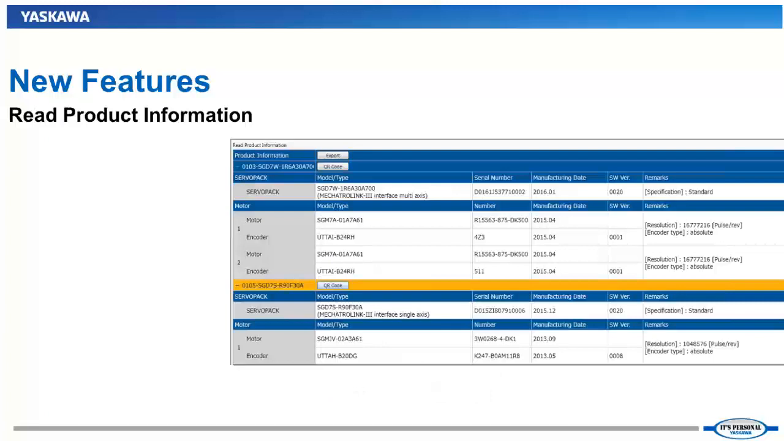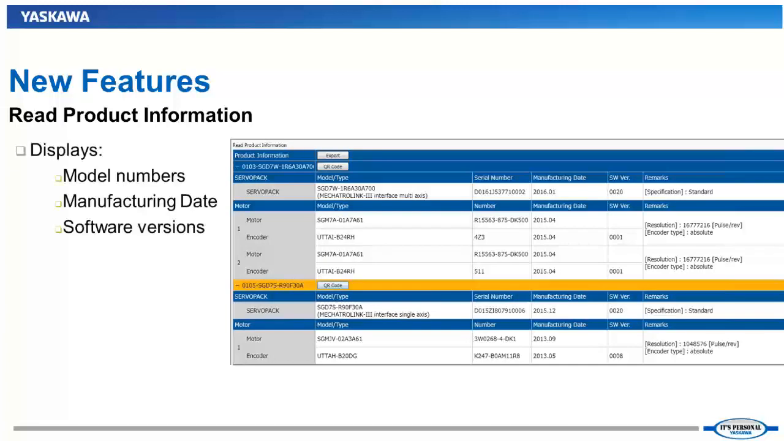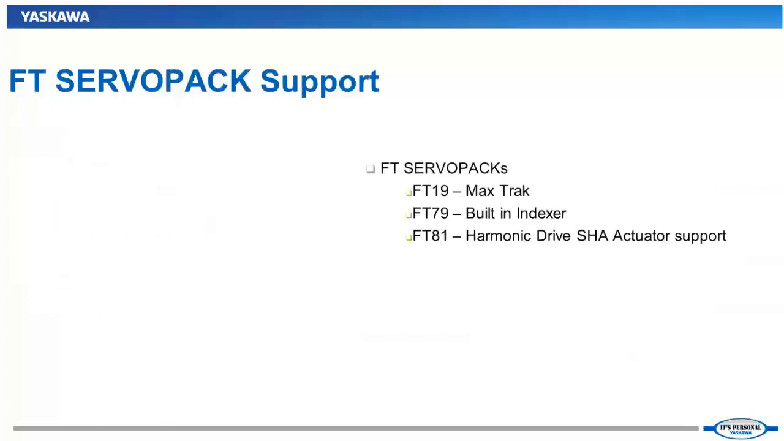Also, there's a new feature to read all the product information. It displays your model number, your manufacturing date, and your software versions. Remember before in the EtherCAT, you needed to have a certain EtherCAT firmware to be able to do SigmaWin over EtherCAT. So here is the tab that you would come to verify that you have the right software version on your SERVOPACK. It also allows you to export this information to a CSV file, which is pretty handy for keeping records of all the parts that you ship out.